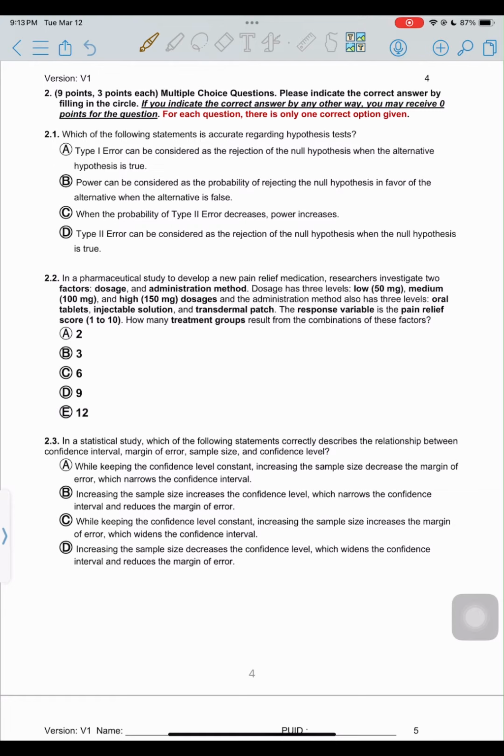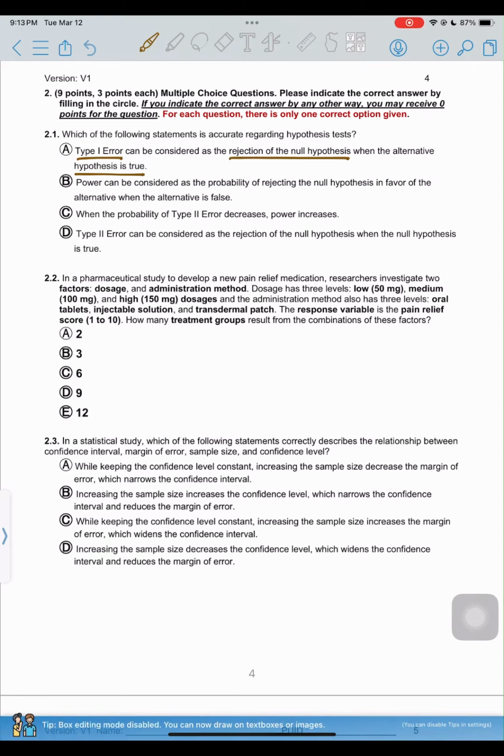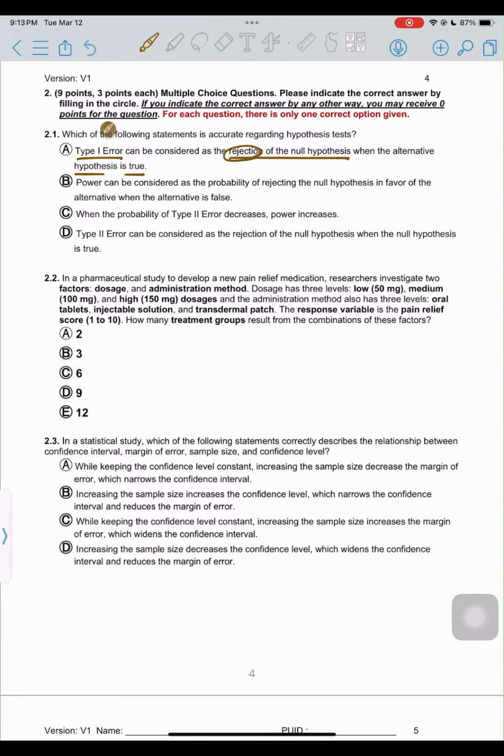Question 2.1. Which of the following statements is accurate regarding the hypothesis test? Let's evaluate A first. Type 1 error can be considered as the rejection of the null hypothesis when the alternative hypothesis is true. By definition, type 1 error occurs when the null hypothesis is incorrectly rejected, which is right for the first part, when it is actually true. So it's not that the alternative hypothesis is true, it's that the null hypothesis is true. So A is not right.